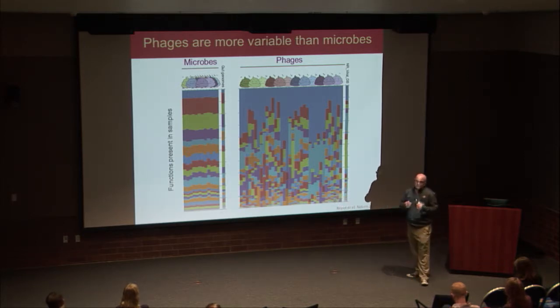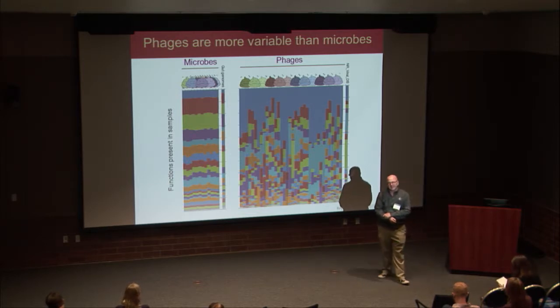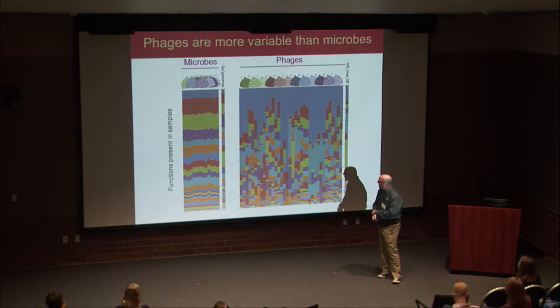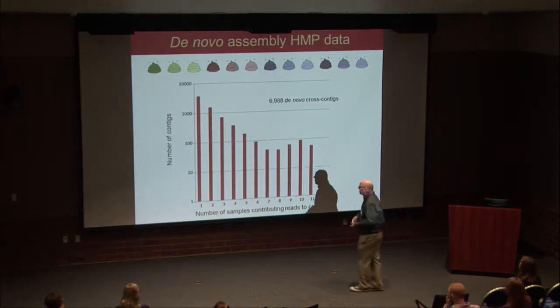Bas wanted a data set to play with to test his new tool, and so he started with this data set because we had it lying around. What Bas found when he looked at his cross-assembly was something a little weird.